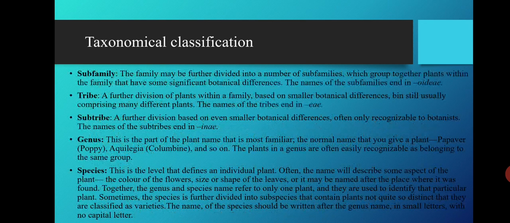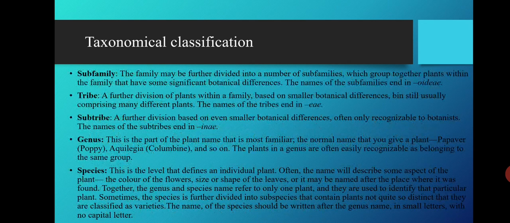Tribe: a further division of plants within a family based on smaller botanical differences, but still usually comprising many different plants. The names of tribes end in EAE. Subtribe: a further division based on even smaller botanical differences, often only recognizable to botanists. The names of the subtribes end in INAE.